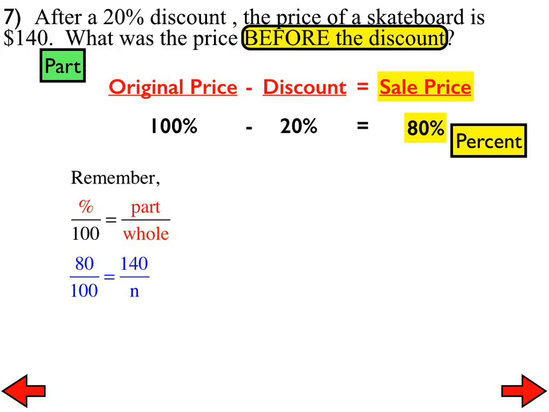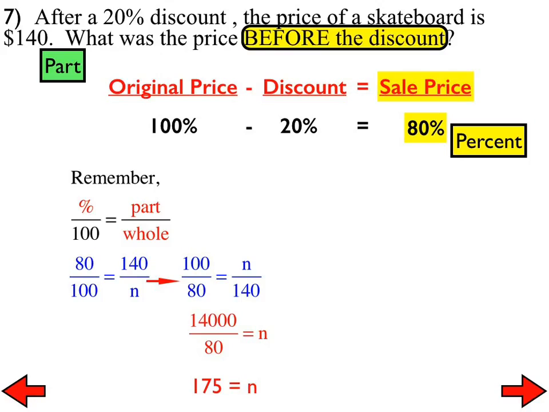But the 140 is the part. That's the after price. So you should be writing 140 on the top. Remember, this was after over before. So this one was the after price. It should be on top. A lot of you had it on the bottom. So go ahead and fix that. And then solving for n, you should get $175.